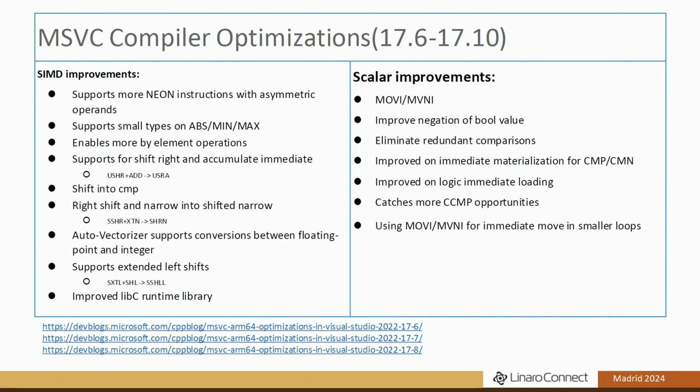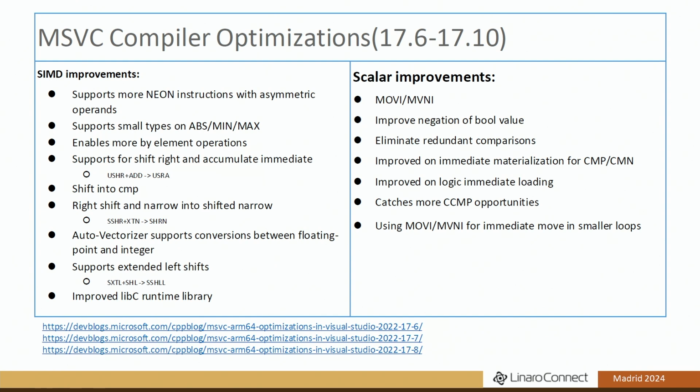MSVC compiler optimizations. We have been working with the Microsoft compiler team for more than a year now, helping them do some performance improvements and also adding some features to the compiler. I have listed here some of the optimizations that we have done over the past year, from 17.6 to 17.10. I will pick out some of the examples and talk about them in the next few slides.